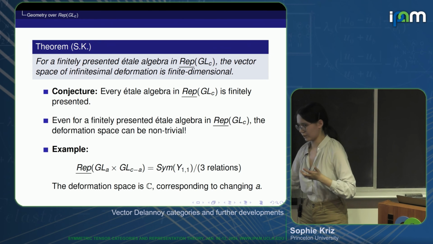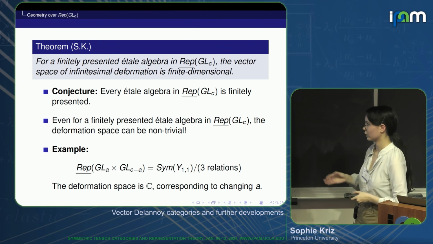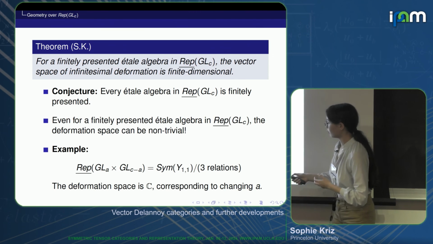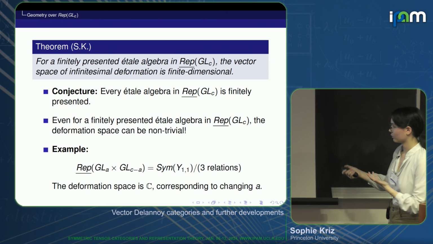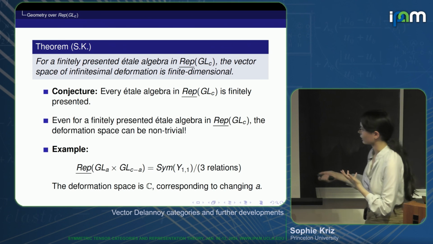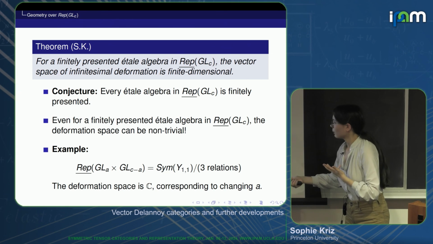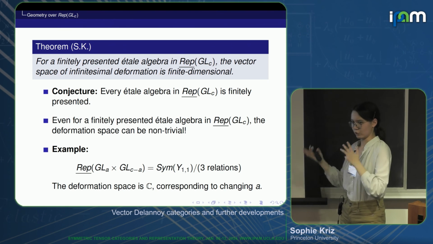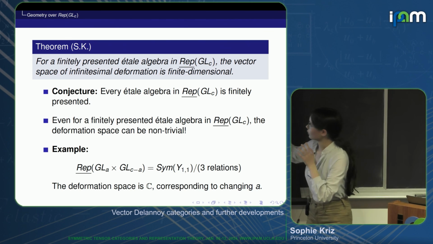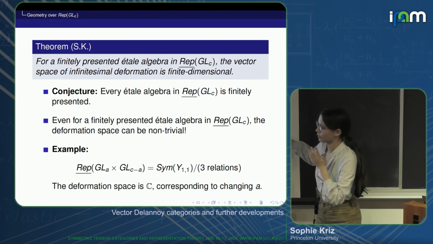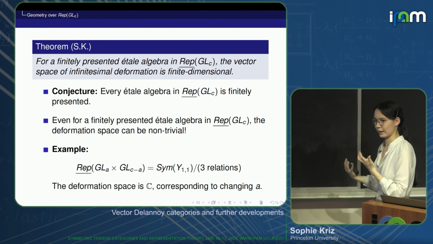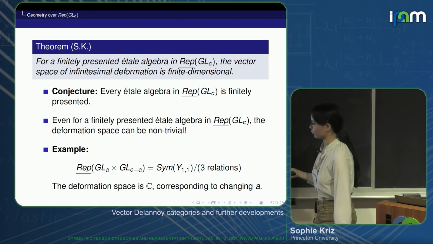So the most basic example you might think of is Rep of GL_a cross GL_{t-a}. In this algebra over Rep GL_t setting, this can be presented as Sym of y_{11} over some three relations, which are somewhat complicated, so I didn't want to write them down. But the deformation space will actually end up being C, corresponding to changing this a. So this is non-trivial in a sad way, because we would prefer if this were a better analog of what's happening over Rep GL_n.